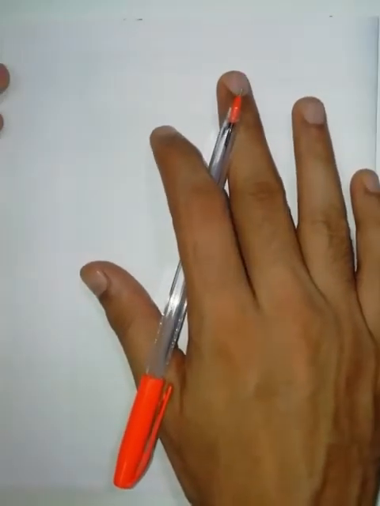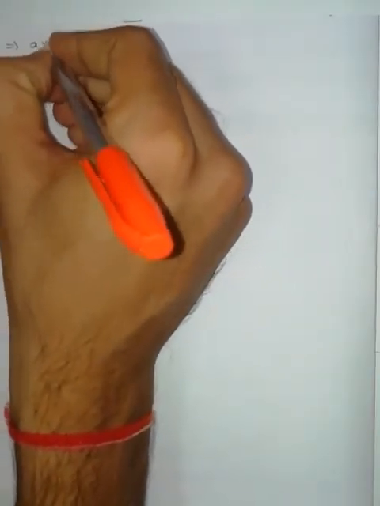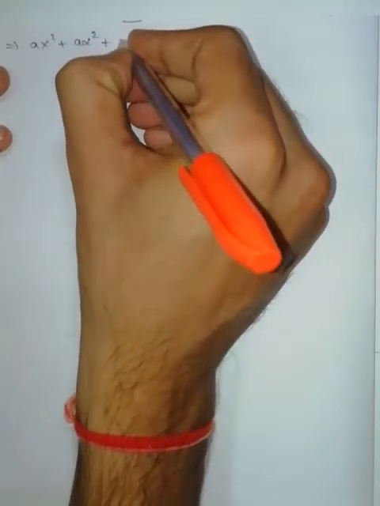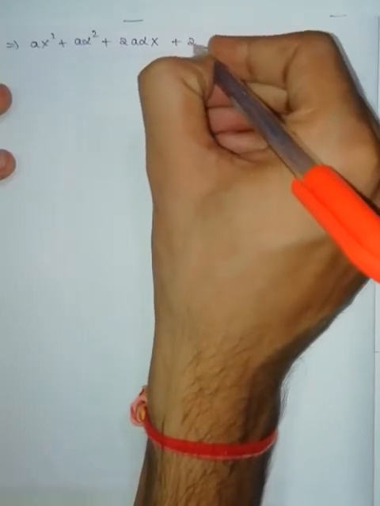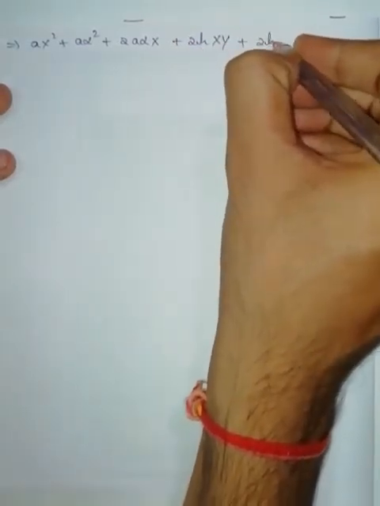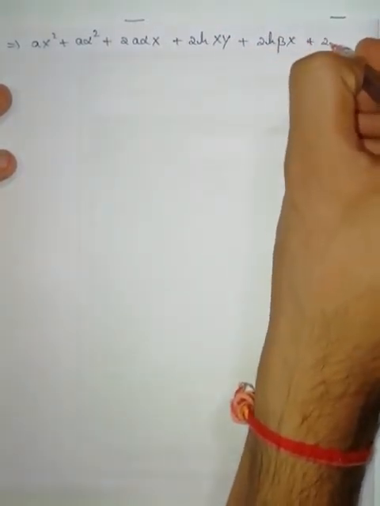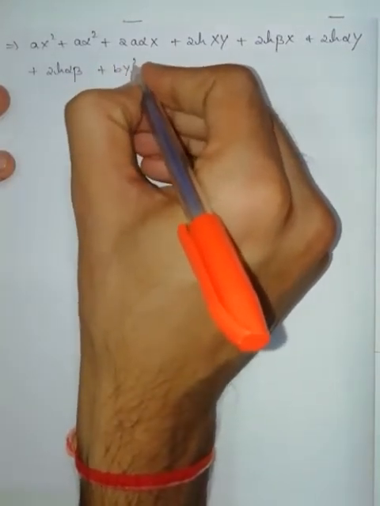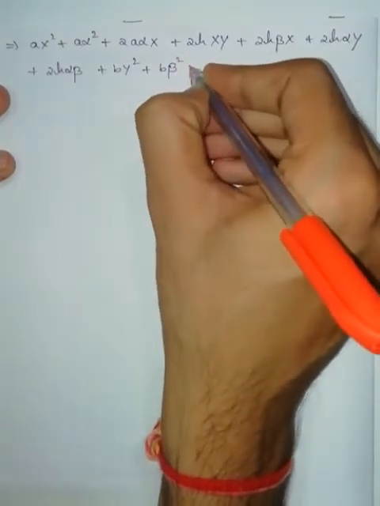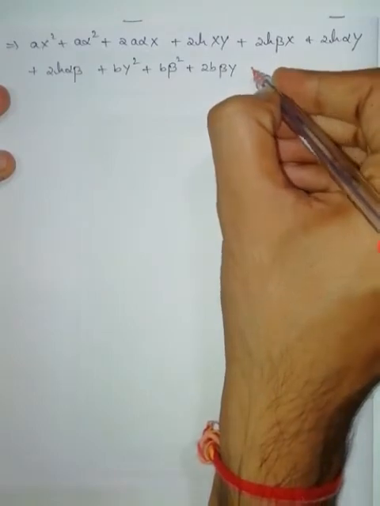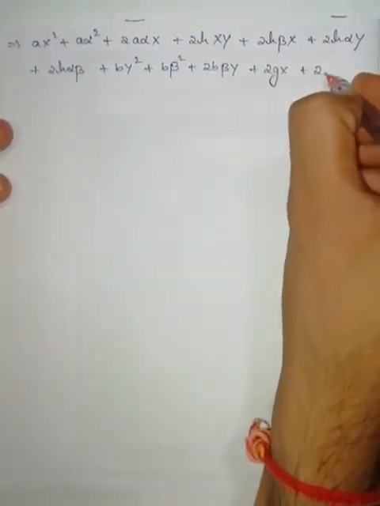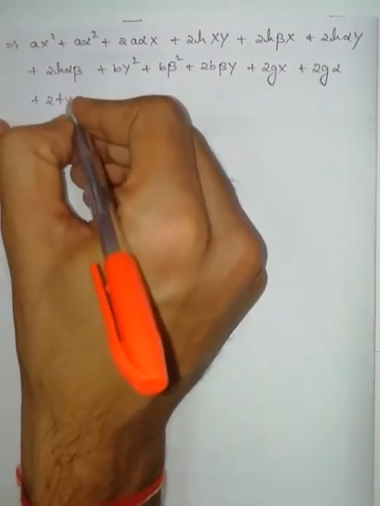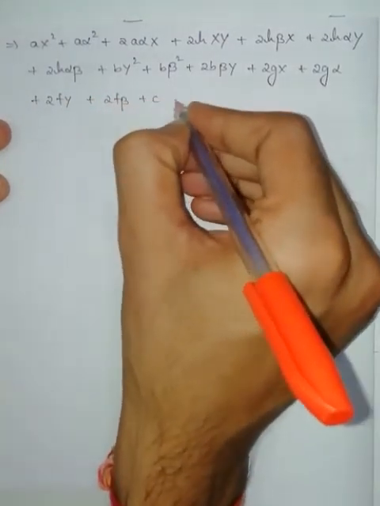Now this one can be written as aX square plus a alpha square plus 2a alpha X plus 2hXY plus 2h beta X plus 2h alpha Y plus 2h alpha beta plus bY square plus b beta square plus 2b beta Y plus 2gX plus 2g alpha plus 2fY plus 2f beta plus c is equal to 0.